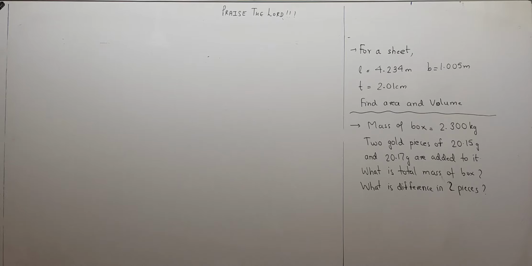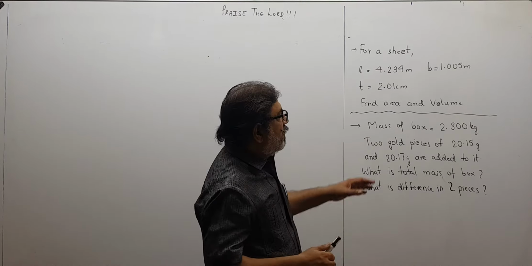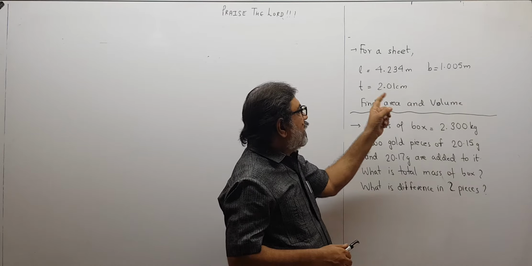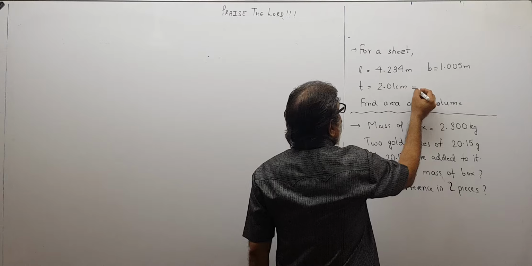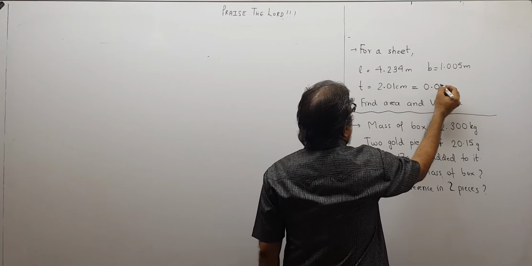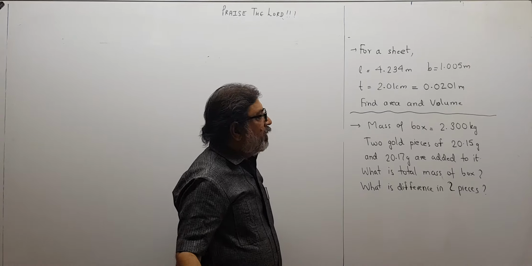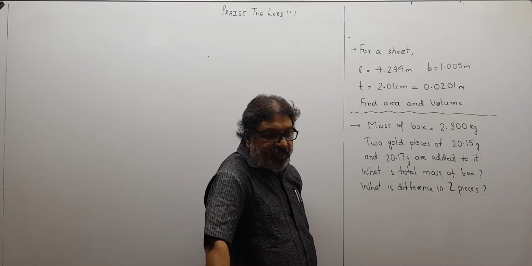See children, for a cuboidal sheet, the length is 4.234 meter, breadth is 1.005 meter, and thickness is only 2.01 centimeter, which can be written as, if I divide by 100, this will become 0.0201 meter. Is that okay? I divide by 100. So 0.0201 meter, I convert all to meters. So find the area and volume.